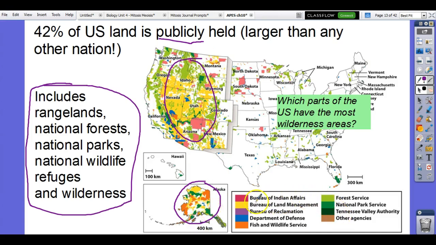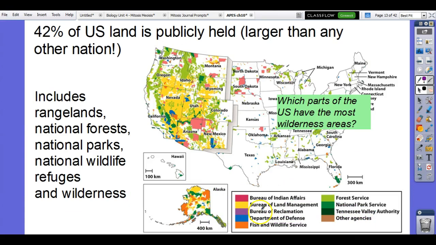And you'll notice down here there's different colors, right? Bureau of Indian Affairs, so these are protected Indian areas. Land management, reclamation, so reclaiming land after it's been destroyed. Department of Defense, Fish and Wildlife Service, Forest Service, National Park, Tennessee Valley Authority. Okay, these are all the different agencies that have created different areas, and it's all pretty much through the government.